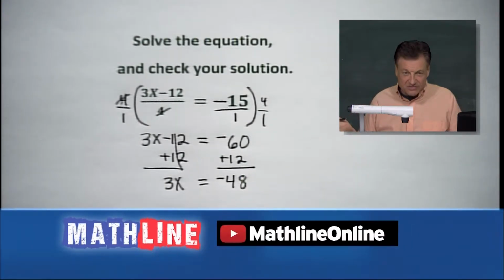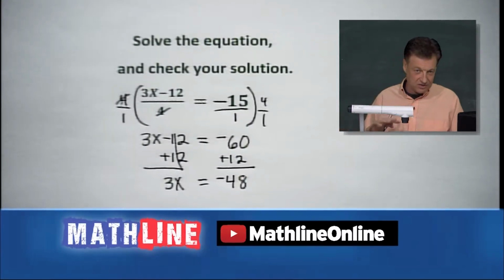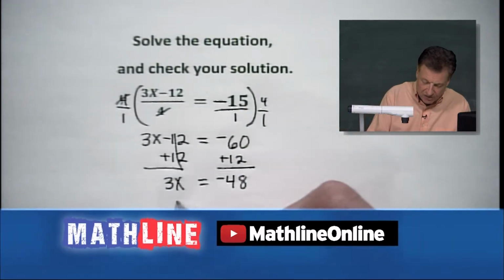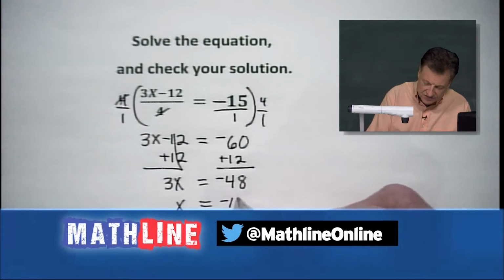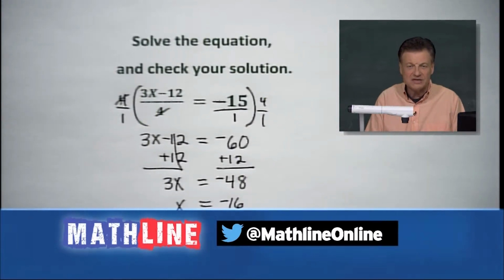Now, what's going to happen at this point? I think, hopefully, we all think we're going to divide by 3. And we can do that. It goes in there evenly. It's nice when it goes in evenly. And that's going to give us a negative 16. Our x is equal to negative 16.